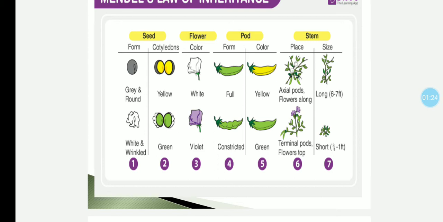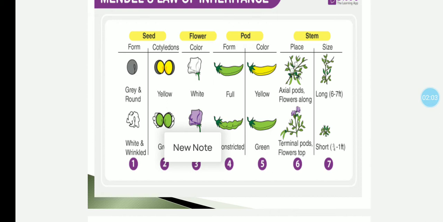About the seeds, it is about the shape of the seed as well as the color of cotyledons. The cotyledons are of two colors, yellow and green, and the shape is round and wrinkled. Then the characters about the flowers: white flowers and violet flowers. Next one is about pods, full shaped pods and constricted pods. Next one is color of pod, yellow and green.